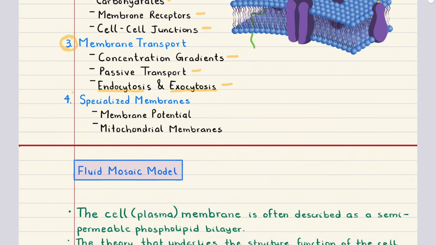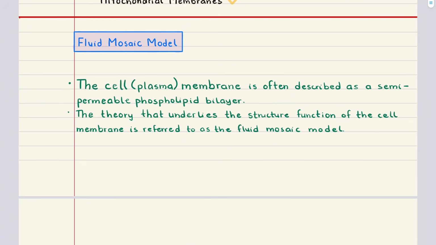Finally, we're going to look at specialized membranes, and we're going to focus on how cells maintain a membrane potential and how mitochondrial membranes are adapted for energy production. With this introduction, let's go ahead and get started with Objective 1 and discuss the fluid mosaic model.